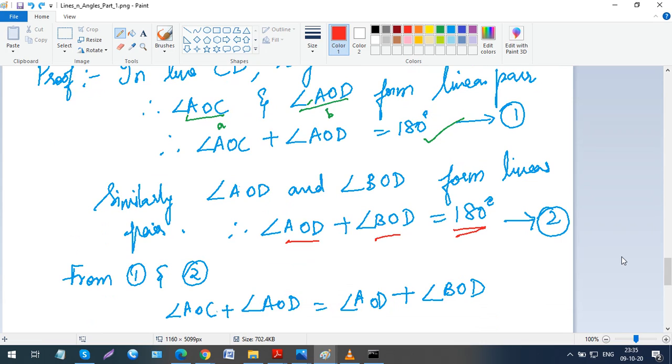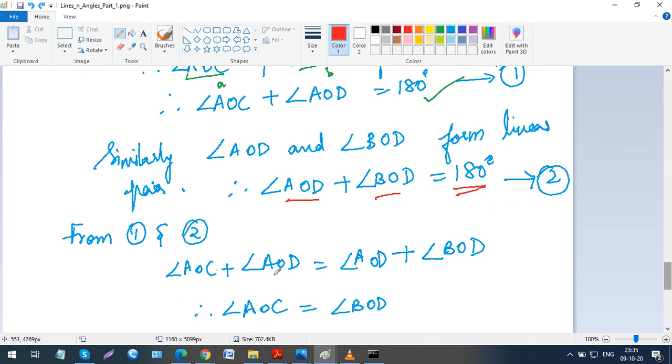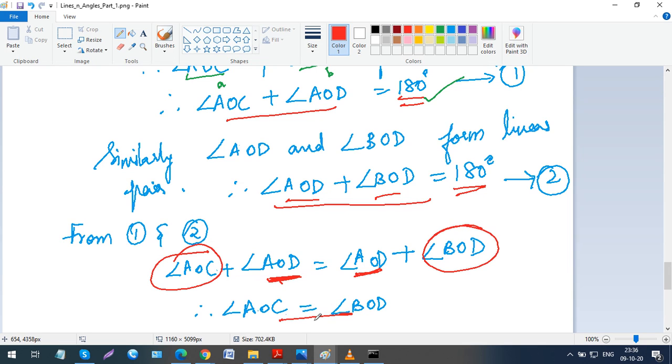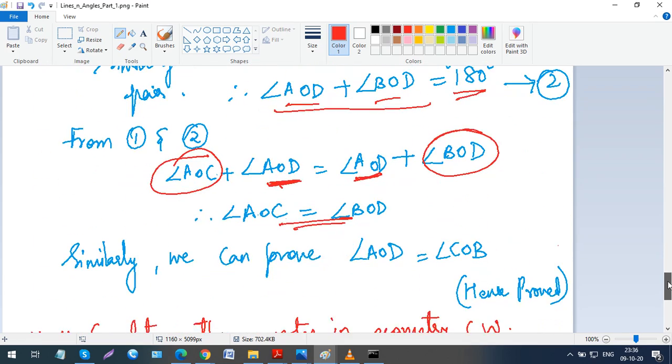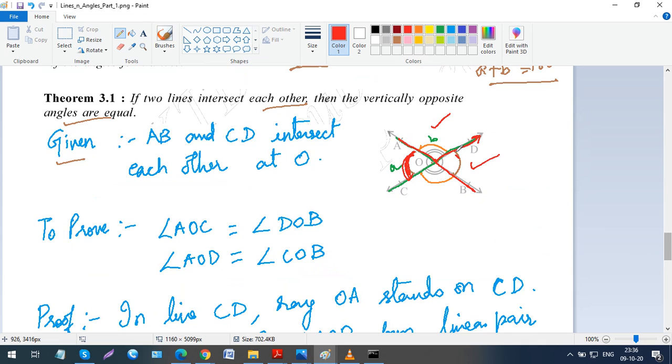Now from 1 and 2, what do we get? See, both are equal to 180 degrees, so we can equate them. See, the right side both are equal to 180, so this and this should be equal to each other. So I write AOC plus AOD is equal to AOD plus BOD. Now AOD and AOD are the same on both sides, so then AOC and BOD should be the same, right? So AOC is this one and BOD is this one, right? So these are equal. So we have proved the first one.